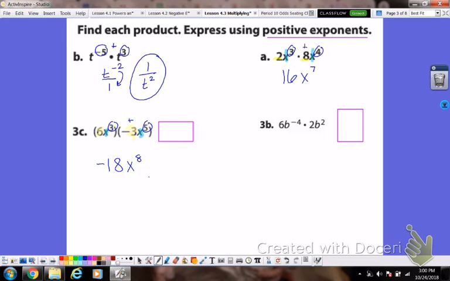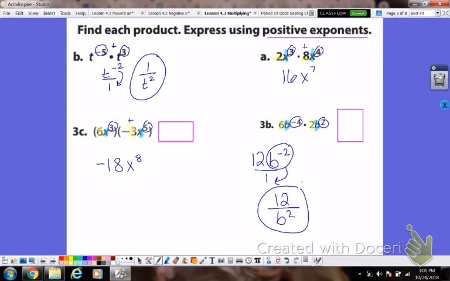And our last one, 6b to the negative 4 times 2b to the second. We've got unlike bases and like bases again. So 6 times 2 for our unlike bases gives us 12. We add negative 4 and 2, which gives us b to the negative 2. Again, we have that negative exponent, so think about our fraction. The negative portion bumps to the denominator. 12 is not affected by that negative 2, so 12 stays in our numerator. So 12 over b to the second is our final answer.